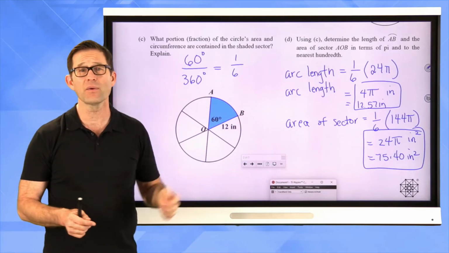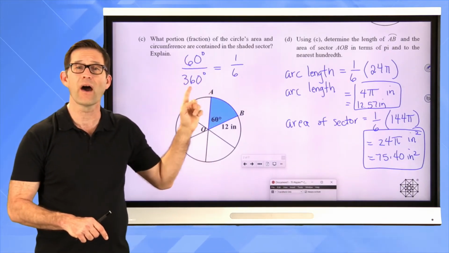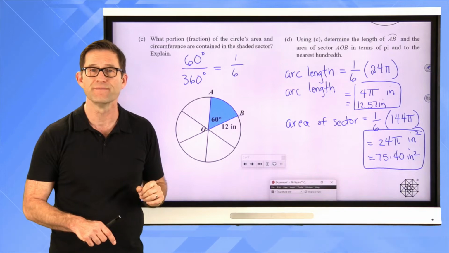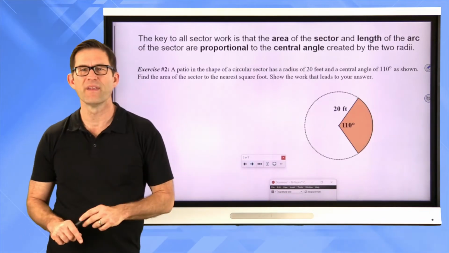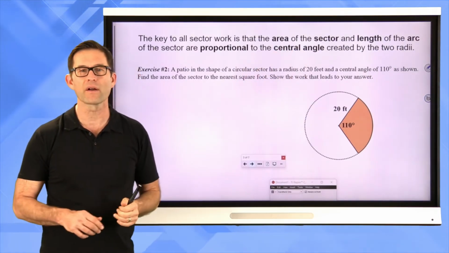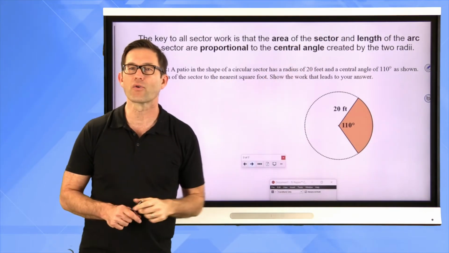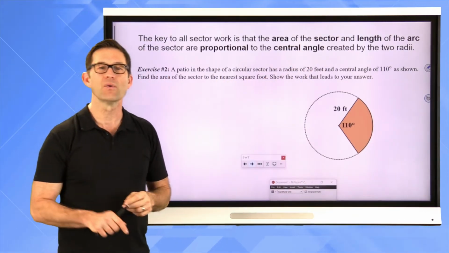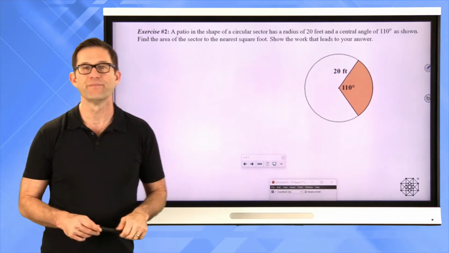Here, we just have to figure out what the fraction is. And in this case, it was 1/6 because we had 60 out of 360 degrees. But let's work with a little bit of a messier one. Now, the key to all sector work is that the area of the sector and the length of the arc of the sector are proportional to the central angle created by the two radii. So let's look at a more tricky scenario in exercise number 2.